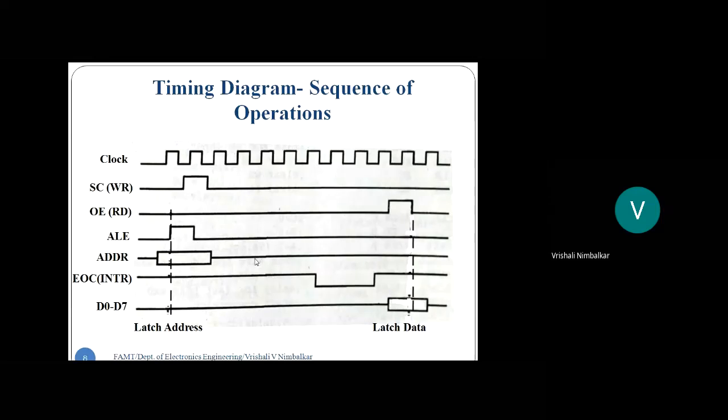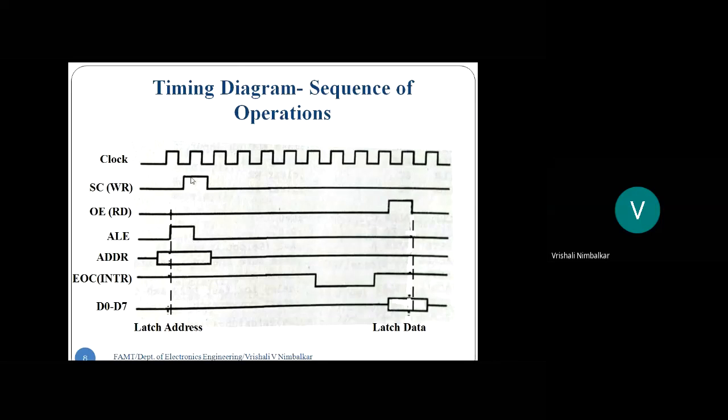Okay, so let me repeat again. What is the first thing? The initial status: start of conversion is 0, output enable 0, ALE 0, and end of conversion logic 1. The second step, place the address on the address bus ABC. Wait for certain time. Activate ALE. So ALE is made logic 1. Activate start of conversion, so logic 1 on SOC. Wait for certain time. Disable ALE. Disable SOC. Give logic 0 on SOC so that the pulse is gone.